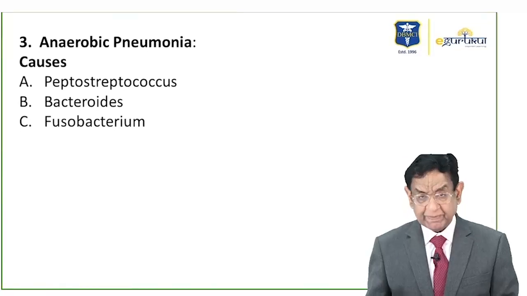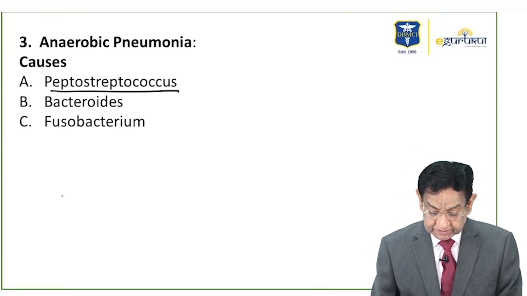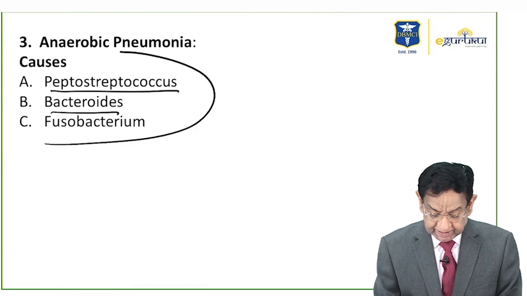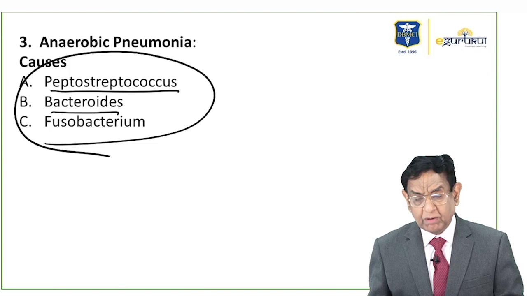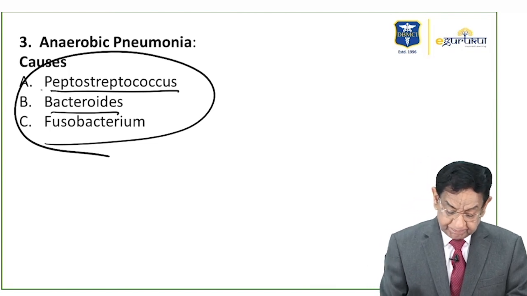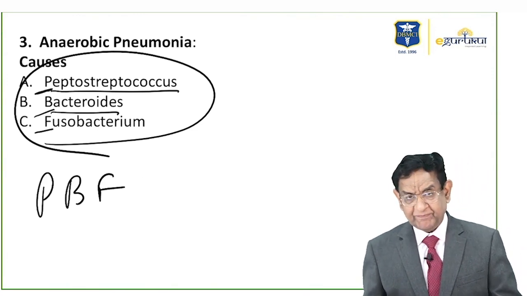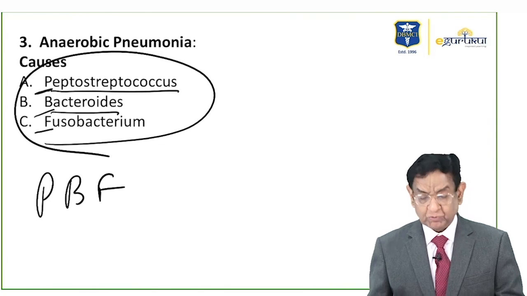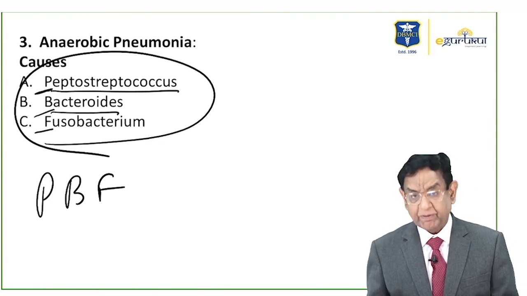Now, what are the common anaerobic bacteria? Peptostreptococcus, Bacteroides, and Fusobacterium. They are the three common anaerobic bacteria, and the mnemonic is P, B, and F: Peptostreptococcus, Bacteroides, and Fusobacterium.